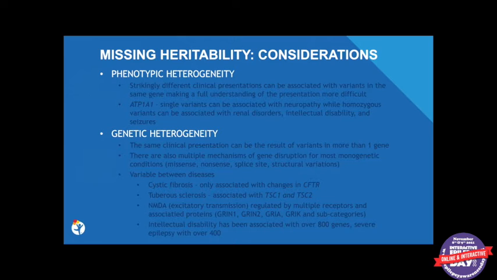On the converse of that is genetic heterogeneity, the fact that a disease can be the result of changes in a number of different genes. If we look at various diseases like I've listed there, cystic fibrosis is a result of only one gene. That gene always causes cystic fibrosis, nothing else. Tuberous sclerosis can be caused by changes in one of two genes, TSC1 or TSC2. But intellectual disability has been linked with changes in over 800 genes, and epilepsy with changes in over 400. So it's much more complicated to sort out what is responsible for what in those situations.